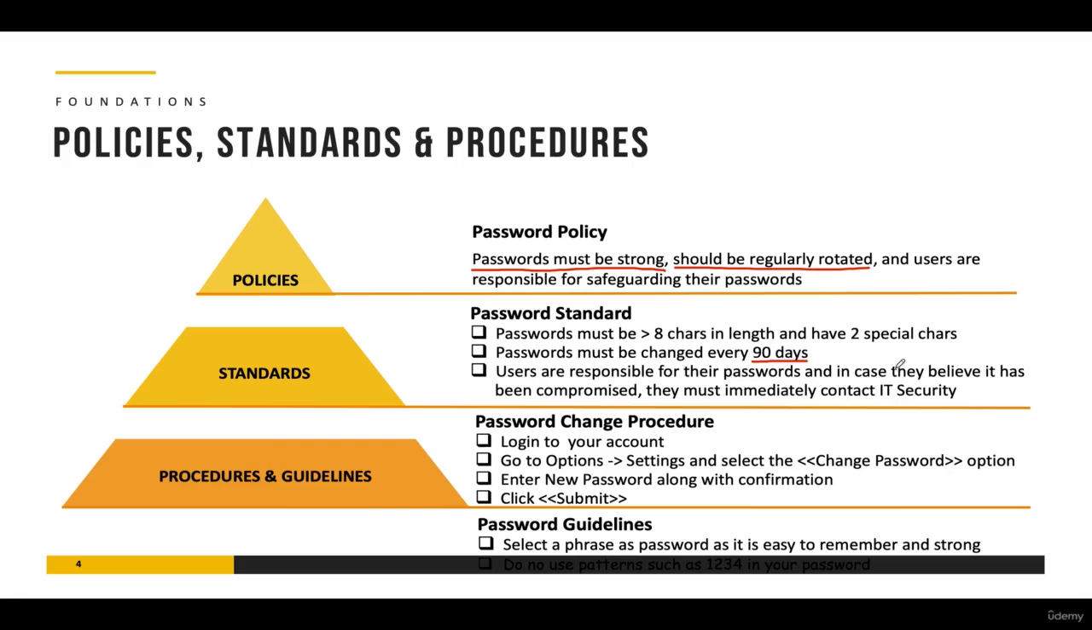Now this is a simple example, but in some instances, for example addressing a security breach, things can get out of hand if we don't have a streamlined set of procedures. Now, password guidelines could be something along the lines of: select a phrase as a password as it is easy to remember and strong. And this is true because if you select a sentence or a phrase as your password, the sheer length of that is going to make the password very strong and almost impossible to attack through brute force. So as we saw, policies provide overall direction, standards allow us to explain policies in more detail, and procedures list specific steps that you need to take.